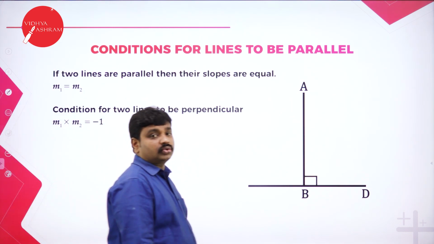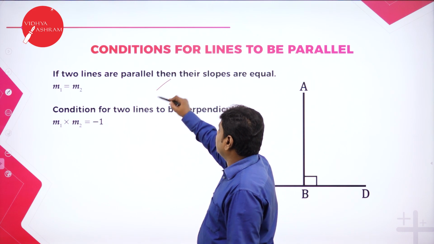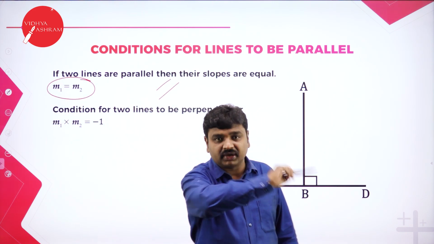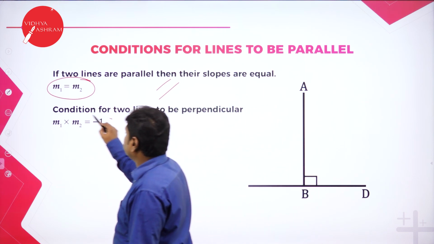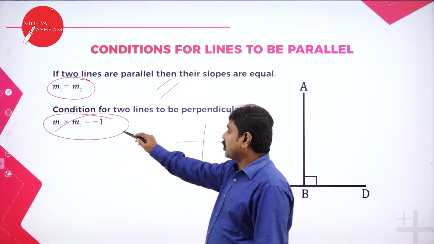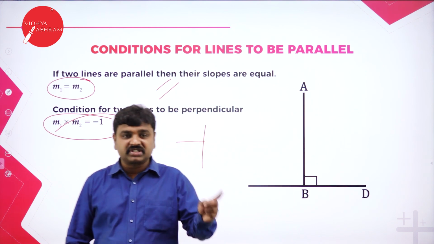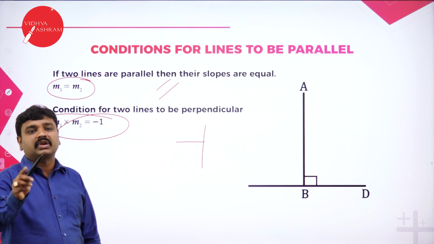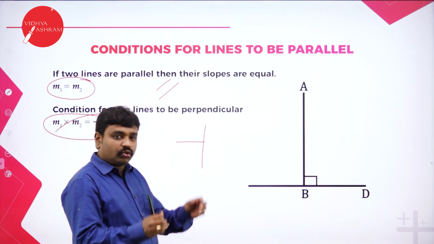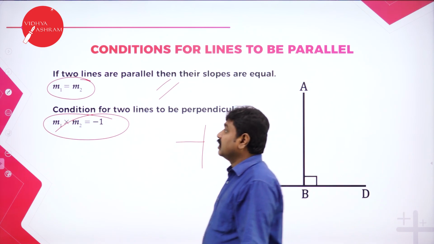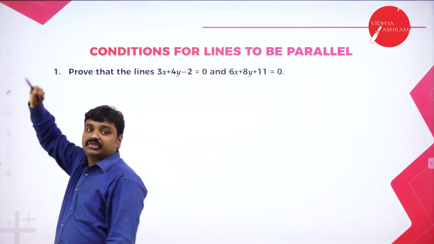So again, what are the two conditions? If two lines are parallel, then their slopes are equal. And the second important condition, if two lines are perpendicular, then the product of slopes is minus 1. Slope of first line into slope of second line should give you minus 1. If the product of slopes of two lines is minus 1, definitely they are perpendicular. If two lines are having the same slope, definitely they are parallel. Please remember these two conditions, and we'll apply these conditions to solve the problems.